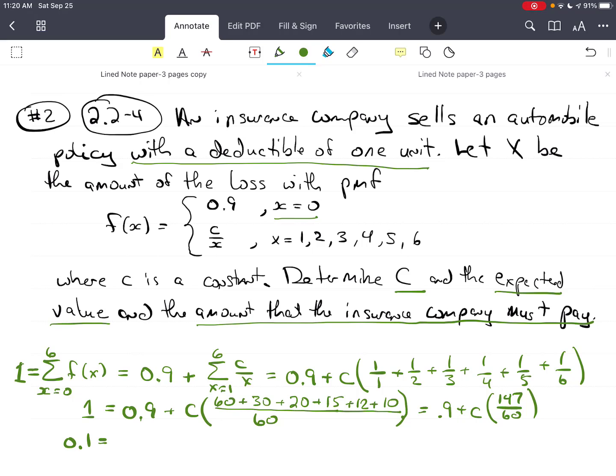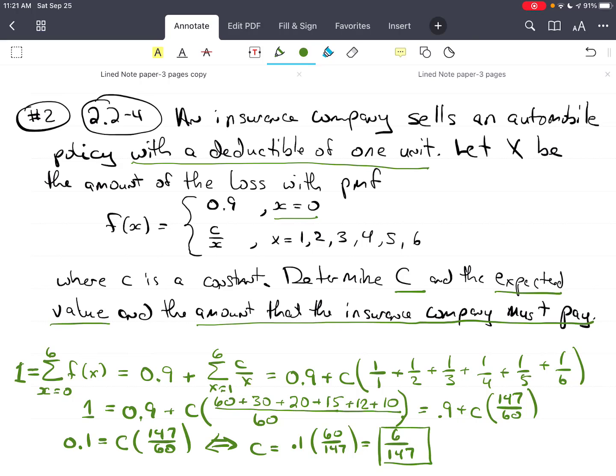So again, I'm going to subtract 0.9 from both sides now, and that leaves me with 0.1 on the other side, which is equal to c times 147 over 60. And this is true if and only if c is equal to 0.1 times 60 over 147, which is 6 over 147. I am perfectly happy with this answer.